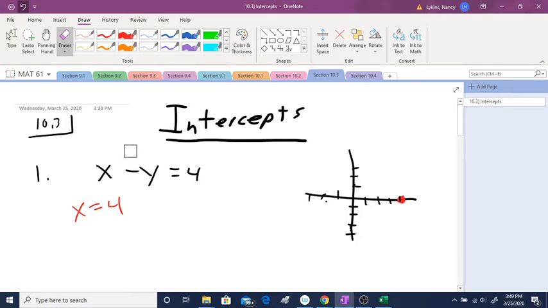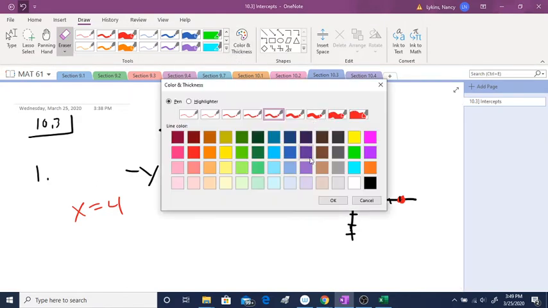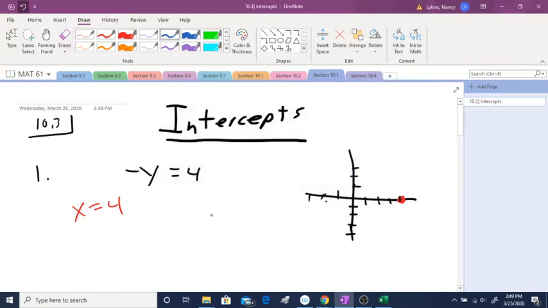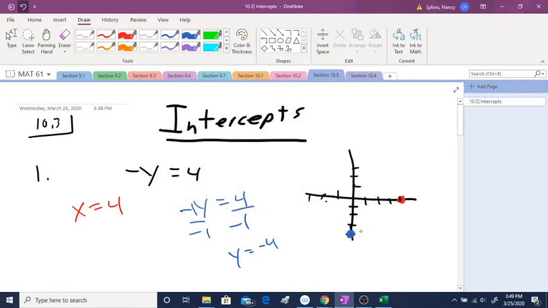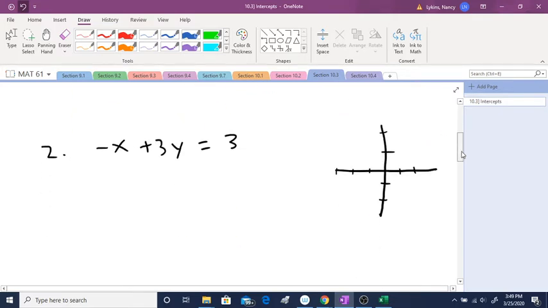What happens when x is 0? Well, I'm going to erase it. So what is left is negative y equals 4. I know to divide by negative 1. So y is negative 4. So graphing by intercepts, there you go. Let's take a look at the second one real quick.